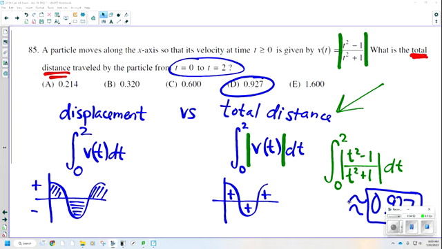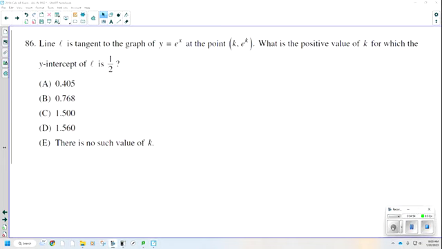Number 86. Line L is tangent to the graph of y equals e to the x at the point k, e to the k. What is a positive value of k for which the y-intercept of L is 1/2?